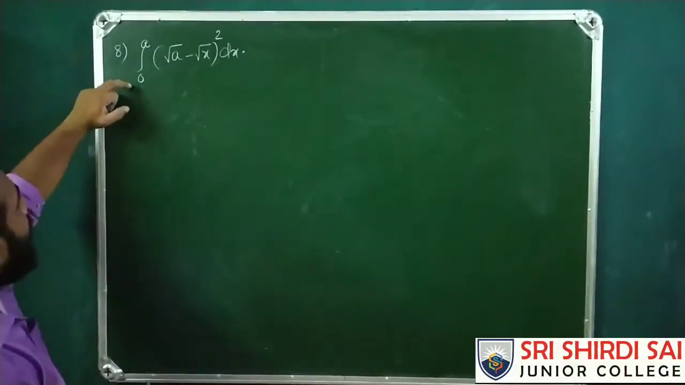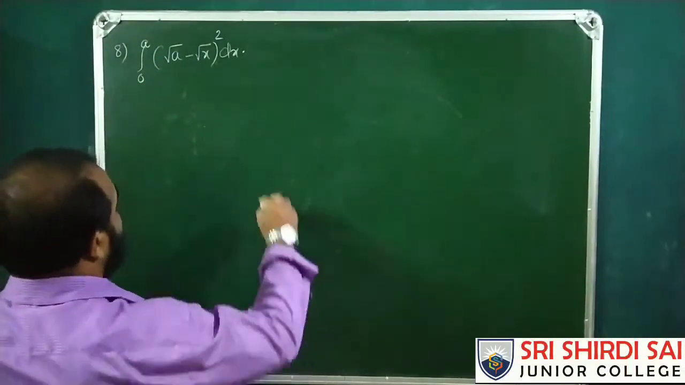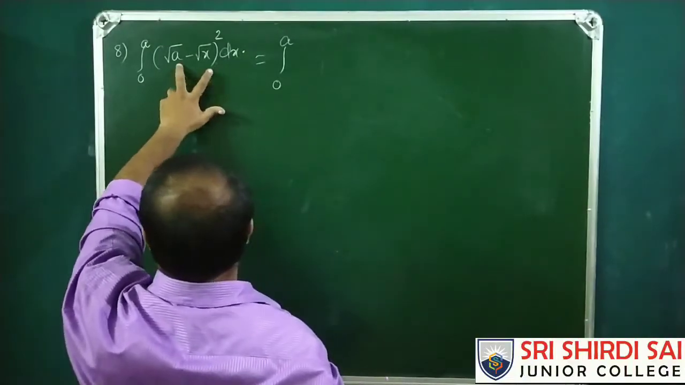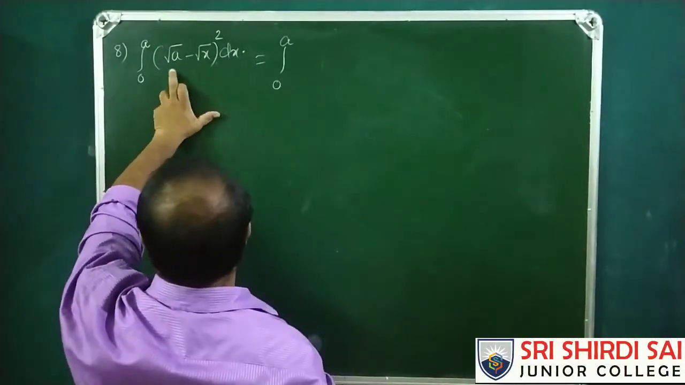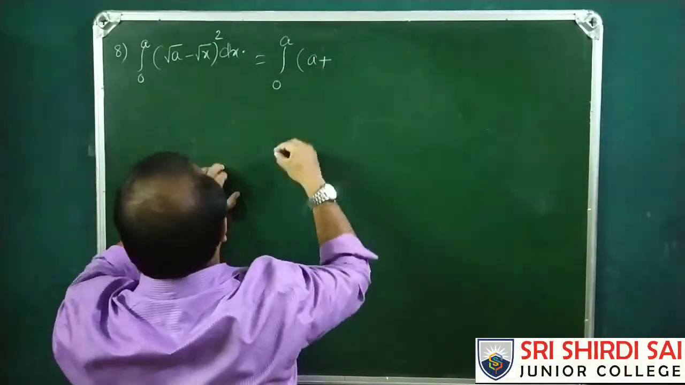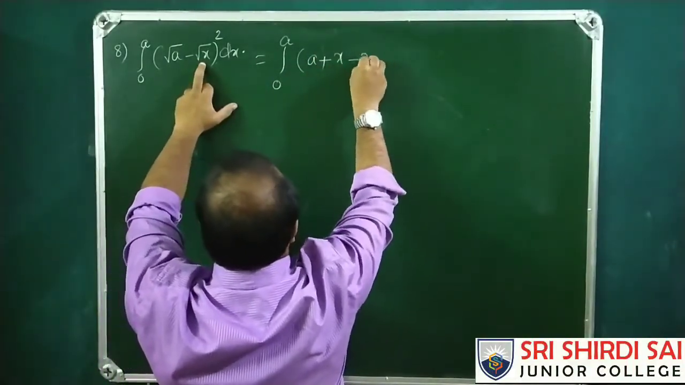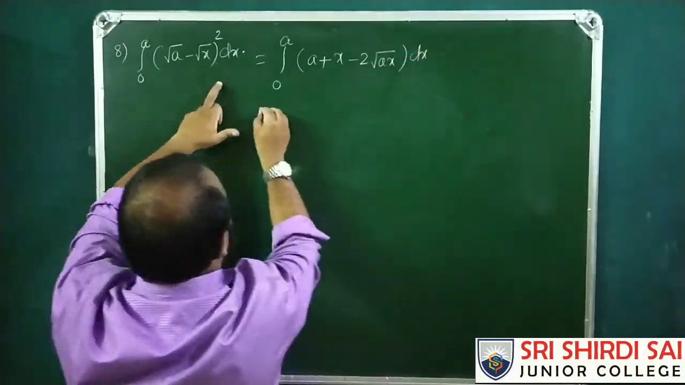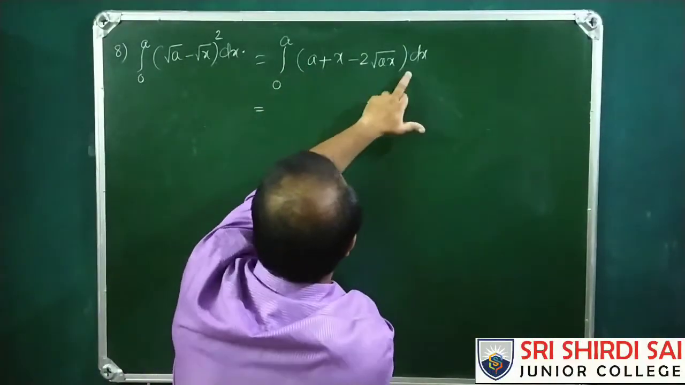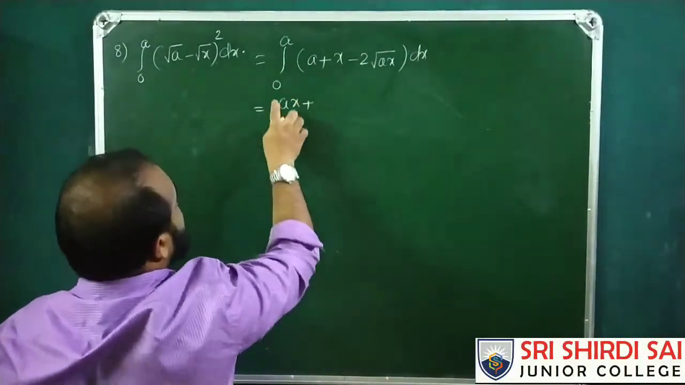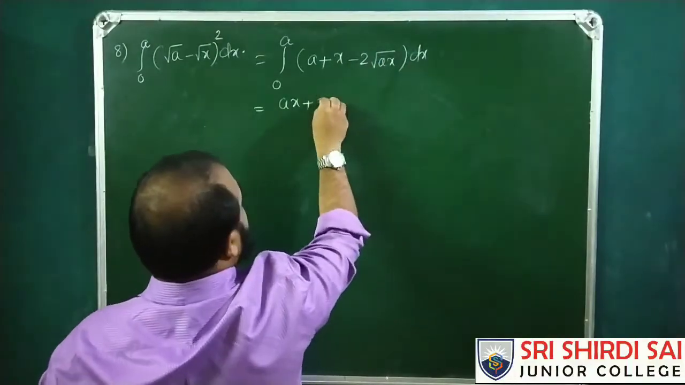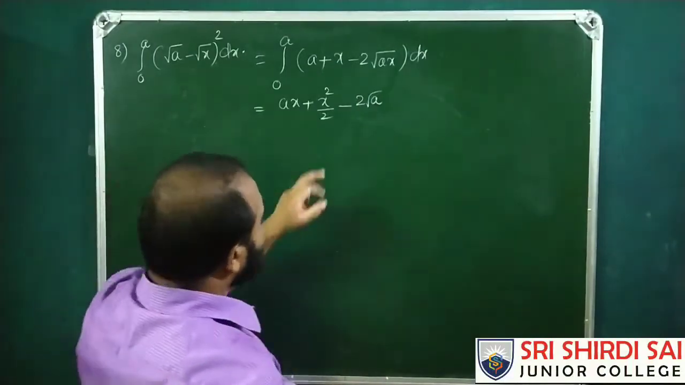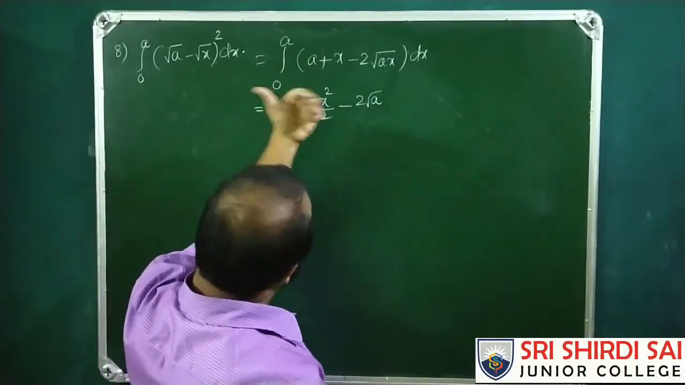Next is integral 0 to a of root a minus root x whole square dx. So a minus b whole square is a square plus b square minus 2ab. Root a whole square is a, plus root x whole square is x, minus 2 root of ax, dx. Now integral a dx is ax, plus integral x dx is x square by 2, minus 2 root a is the constant. You separate it from the process of integration.